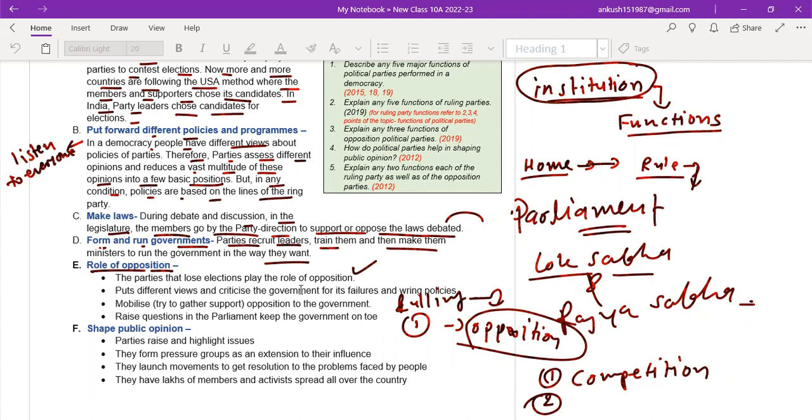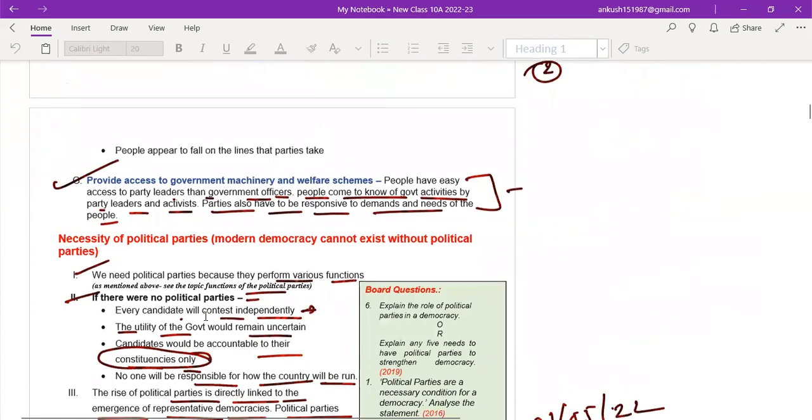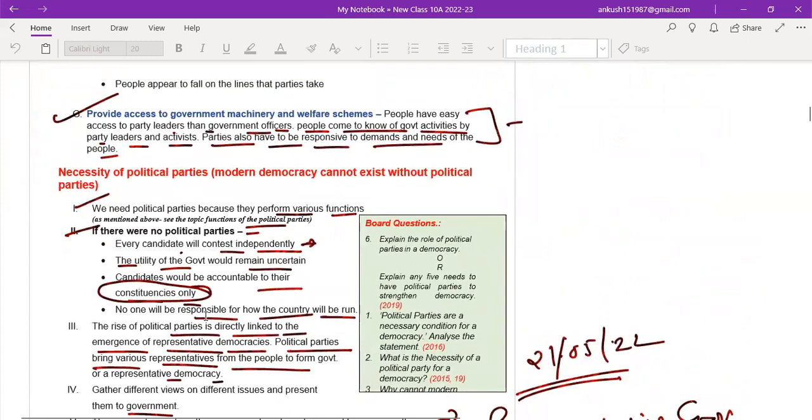Okay. And in this case, the opposition party makes a lot of differences there, as it always hammers to the common people, as if the common people have mistakenly elected the ruling party, and now the ruling party is doing something wrong to them. Okay. This kind of scenario they try to bring in front of the common people. Always. After that, we had seen the necessity of political parties, that is modern democracy cannot exist without political parties. Yes, it is very, very true that a modern democracy is not without the political parties.